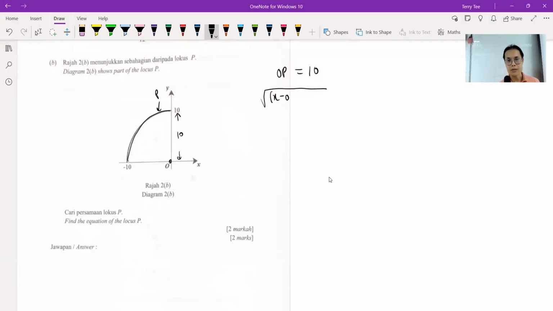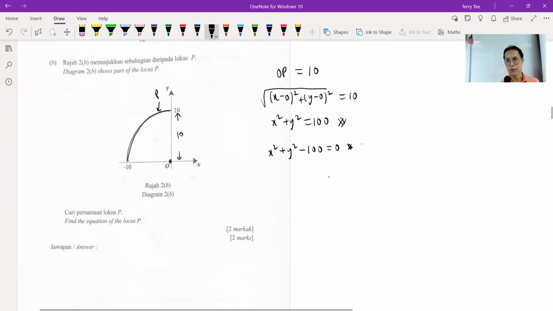x minus 0 squared plus y minus 0 squared, the result is 10. So x squared plus y squared equals 10 squared. Actually, 10 squared is 100. You can actually stop here. If you want, you can bring the 100 to the left. There you go. That is your equation.